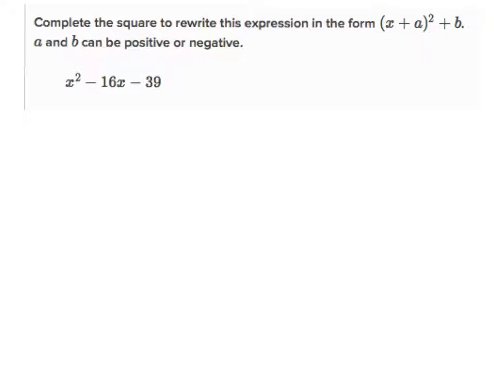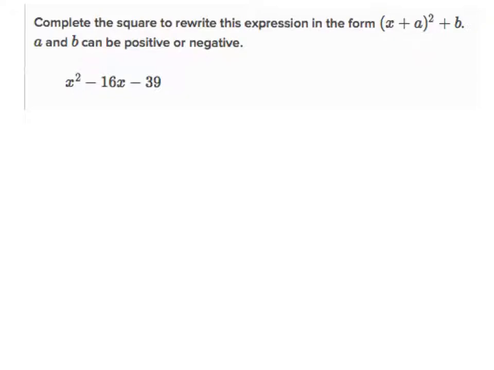Now notice, in this problem, they're not asking us to solve this quadratic equation. First off, this isn't even a quadratic equation. It's a quadratic expression because there's not an equal 0. So they're just asking us to complete the square and stop. Okay, the next two activities will ask us to complete the square to solve. This just wants us to simply complete the square.